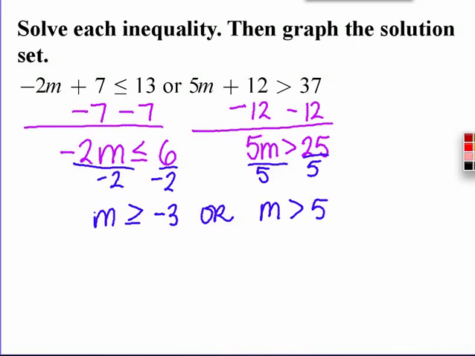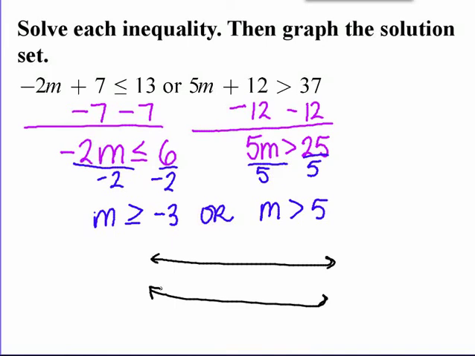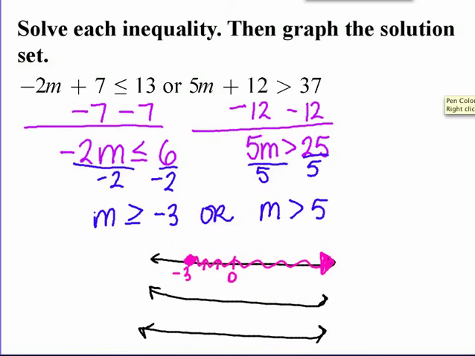So let's go ahead and start. I've got 1, 2, 3. So first one, m is greater than or equal to -3. So I'm going to go ahead and start with a 0. Here's -3. What type of circle on -3? Closed. Which way do I shade? Right. Let's look at the next one. We'll do orange. So here's 0.